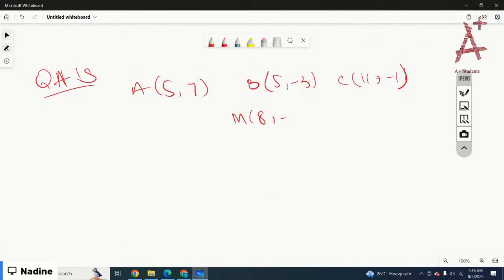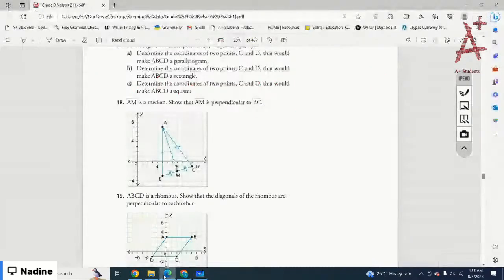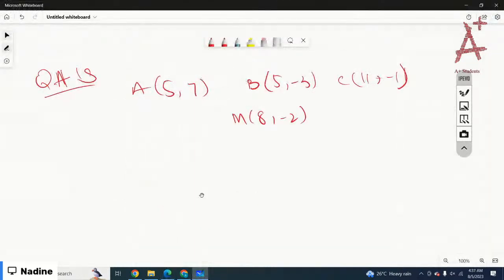Okay, we have to see AM is perpendicular to BC. Let's just calculate the slope, right? Slope of AM and slope of BC. Okay, the slope of BC is negative 1 plus 3. That would be 3 minus 1, 2. 11 minus 5, 6. So the slope of BC is 1 over 3, right?